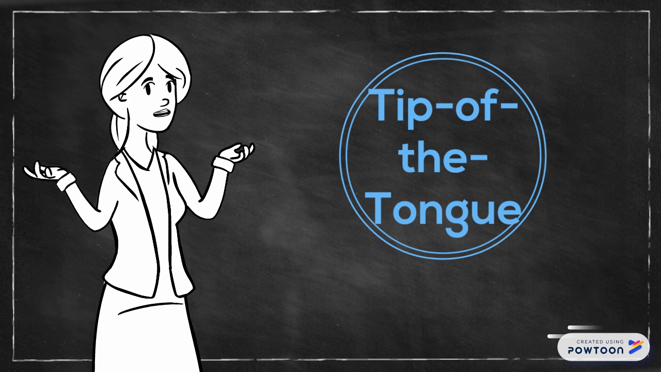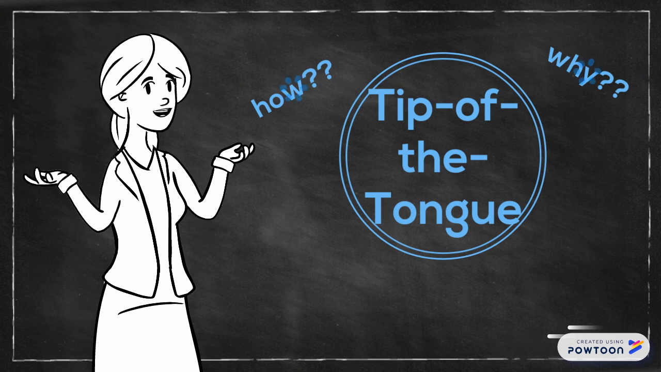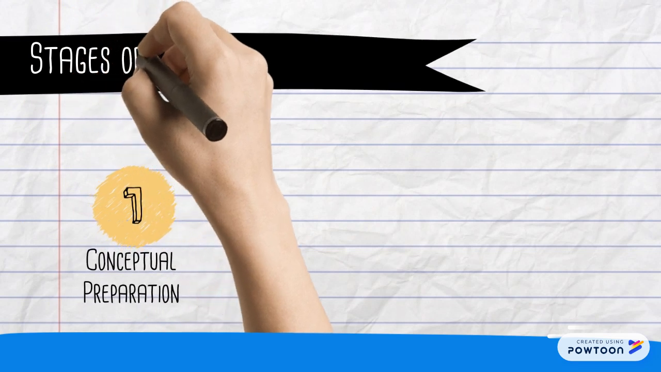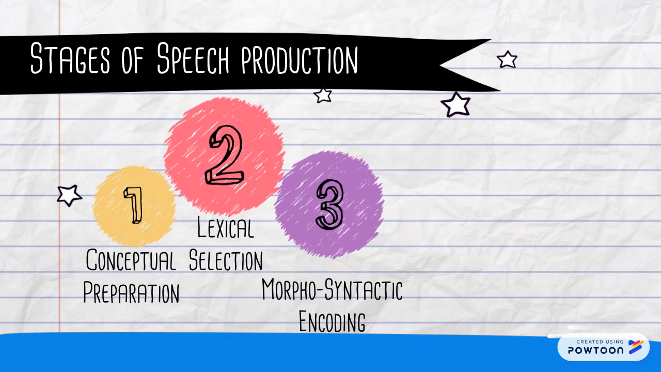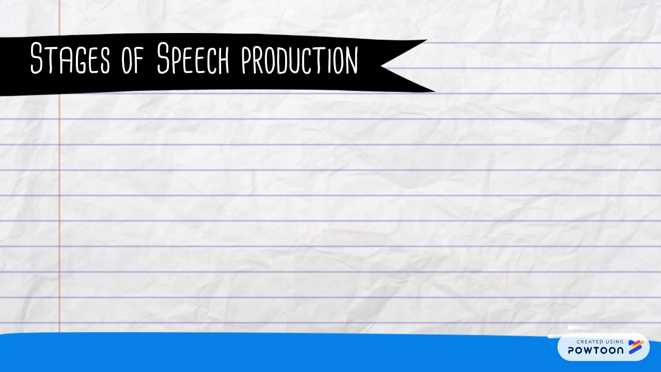speech production process. To understand how and why something like this can occur, it's important to break speech production down into the stages that account for different aspects. There are 5 stages of speech production, also known as the 5 levels of linguistic representation. At each stage, a breakdown can occur and could result in phenomena like tip of the tongue.